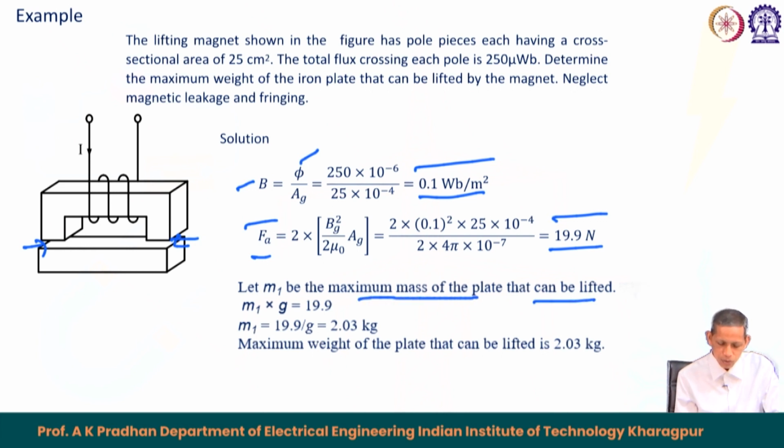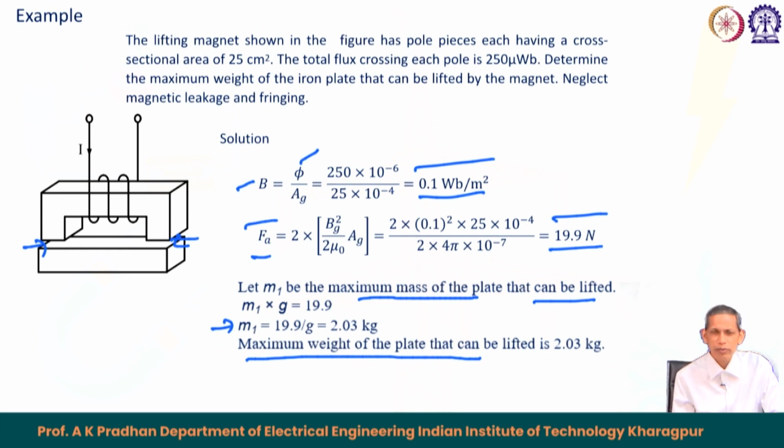So, the corresponding gravitational pull downward will be m1 into g, where g equals 9.8 meter per second square. Then m1 becomes equal to 2.03 kg, if you equate it with the 19.9 Newton. Therefore, the maximum weight the plate can lift will be 2.03 kilogram.